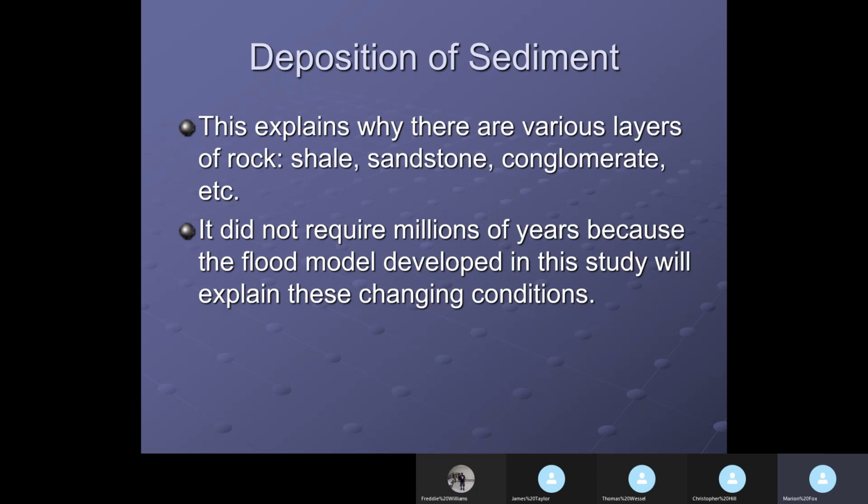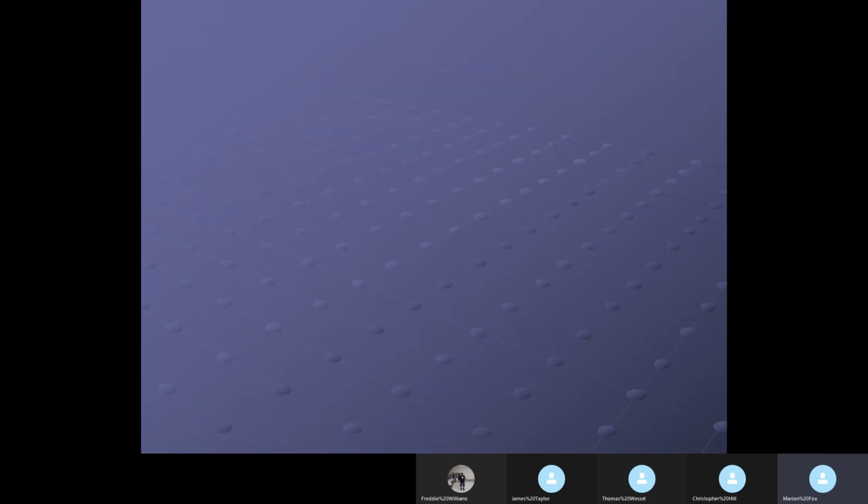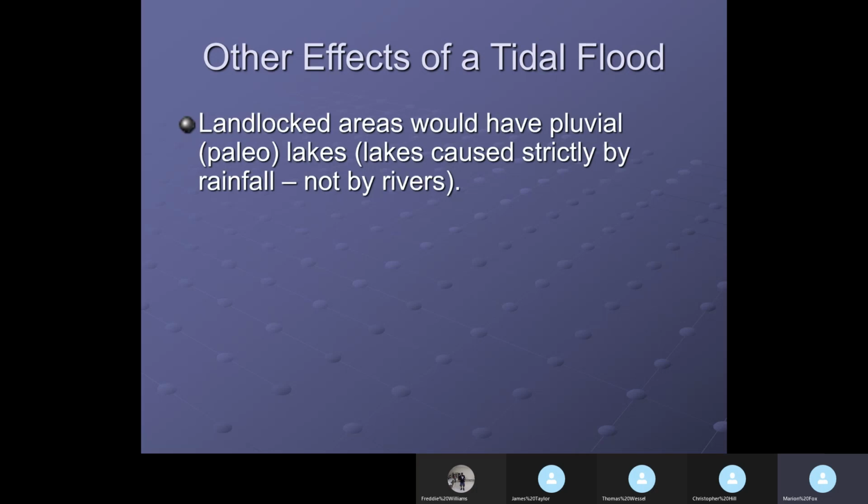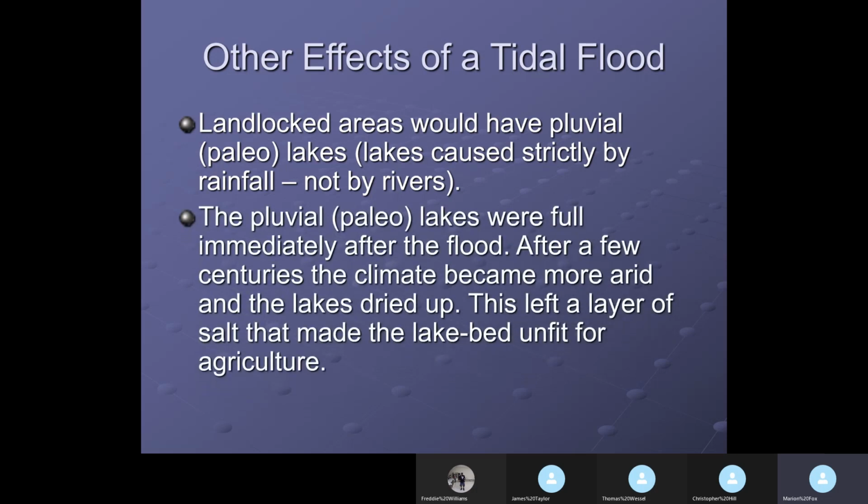I'm going to introduce another thought with a couple of things here, and I want you to be aware of this. We have what are called fluvial lakes, and I'll give a quick synopsis of it. They're landlocked lakes, called fluvial or paleo lakes, and I believe that they were caused by the flood. We'll be looking at some of those, and I'll develop a chapter on it. These were full immediately after the flood. After a few centuries, the climate became more and more arid, or dry. The lakes dried up. Lake Bonneville in Utah is an example of this.